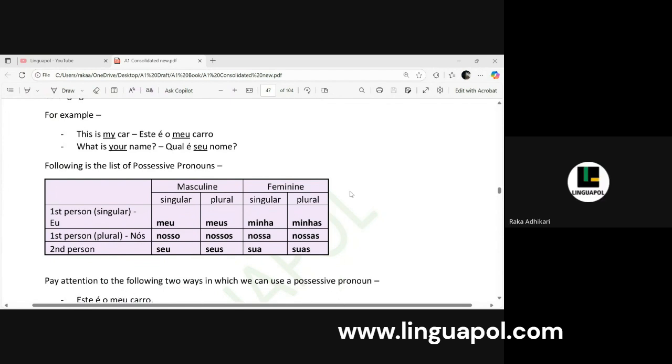Okay. So, in the first sentence, we are saying meu nome é. And in the second sentence, we are saying eu adoro minha família. Whereas in both the sentences, the meaning is my name and my family. So, why are we using meu in one sentence and minha in the other? Because of the gender. Gender of what?